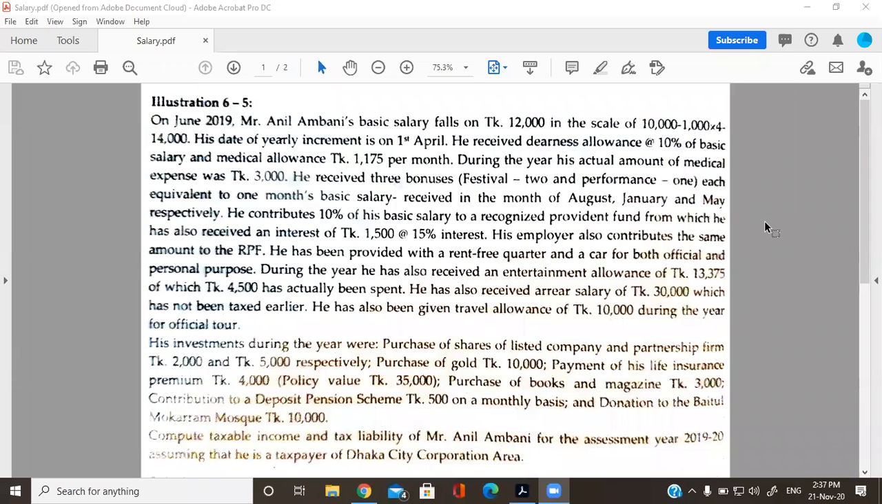Okay. In today's class, we will try to solve a practice problem on income from salary. Then we will concentrate on the corporate social responsibility expenditure, or CSR expenses, made by the companies or the enterprises to get the tax rebate from their tax liability, and how they enjoy this kind of rebate. Then we'll try to see the mechanism of investment tax allowance.